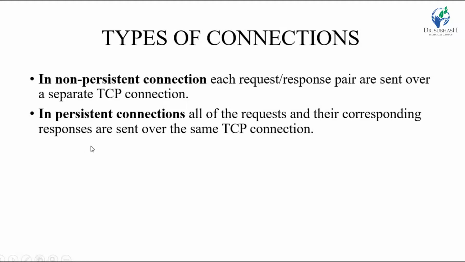Now there are two types of connection: non-persistent and persistent connections. What do we mean by non-persistent and persistent? In a non-persistent connection, each request-response pair is sent over a separate TCP connection. It means whenever the client makes any request, it always creates a separate TCP connection. That is called a non-persistent connection. The second one is persistent, meaning all of the requests and their corresponding responses are sent over the same TCP connection. Using only a single TCP connection, more than one request can be sent to the server. Every time, there is no need to create a separate TCP connection. That is called the persistent connection.